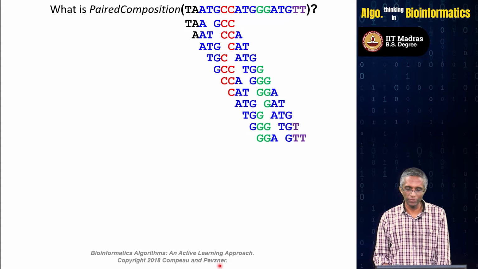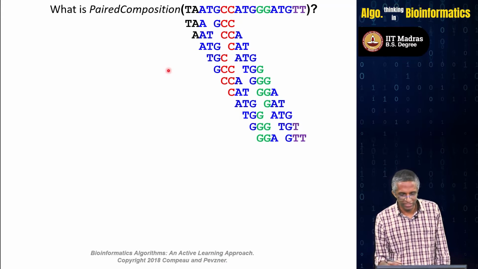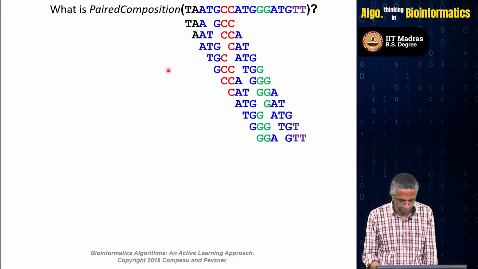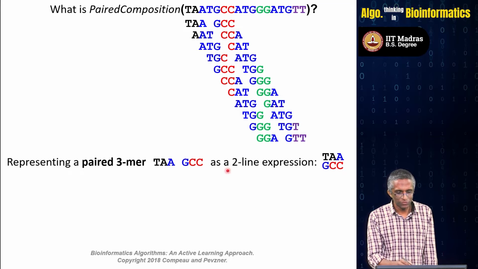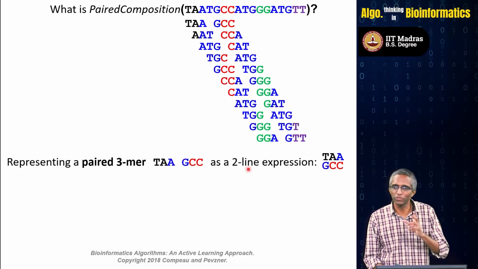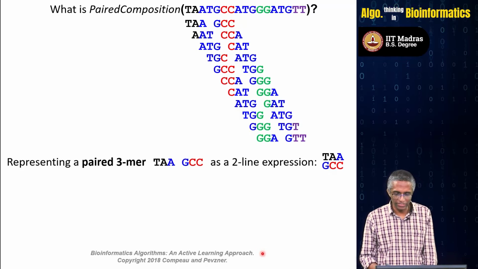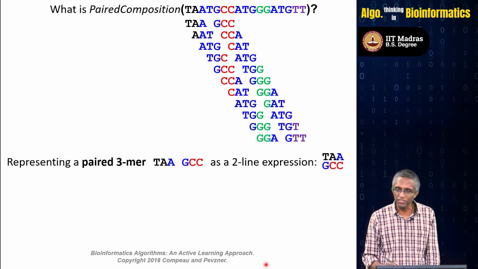This is again, there may be some repetitions here. And so this is a bag. It's not a set, it's a multi-set of these k-mers. Okay, you can allow some of these paired k-mers to be repeated. And just for simplicity, it may be easier to just represent it as a 2-line expression. So just to reformat it so that it's easier rather than writing it in the single line. So this TAA GCC is going to be written as TAA and then GCC below it. Okay.